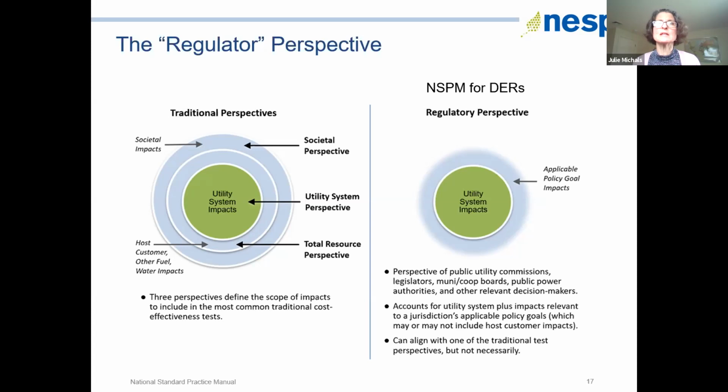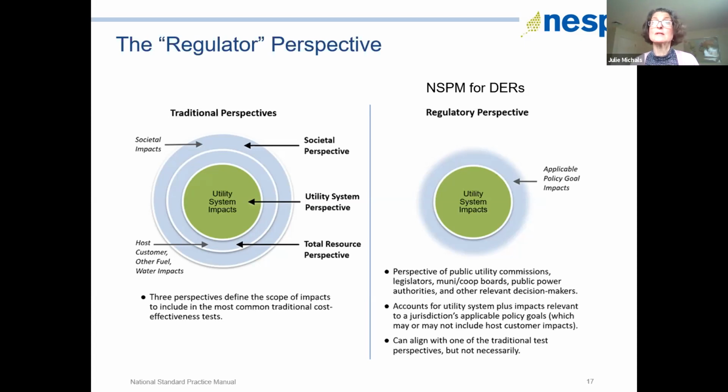On the left side, we see that central to those tests are accounting for utility system impacts. And then depending on what perspective, you have these rings with the relevant impacts that broaden the perspective, to the broadest test being the societal perspective.